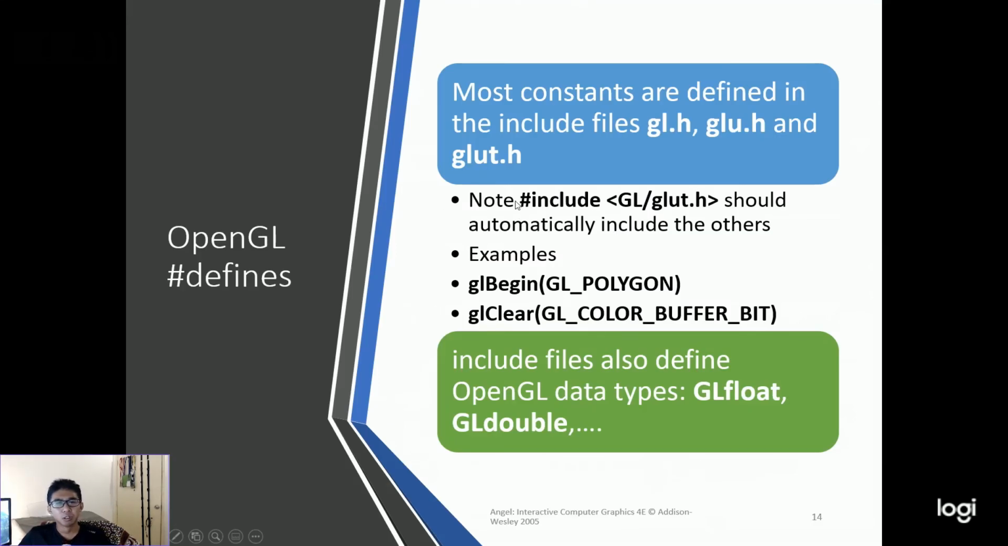So for example, when you are going to write a simple code using OpenGL, you need to introduce the include files, which are gl.h, glu.h, and glut.h. Some of them just use gl/glut.h. GL is a folder that contains glut.h, and it should automatically include the others, meaning that if you introduce glut.h, it has gl.h and glu.h inside it. So this header file automatically calls the other two headers. This is the important header that you're going to put into your OpenGL source code.